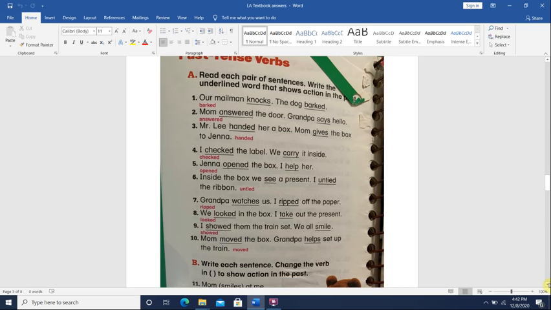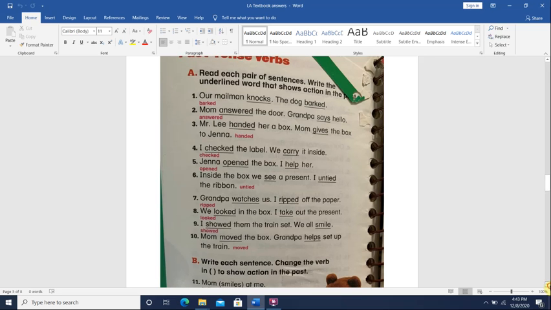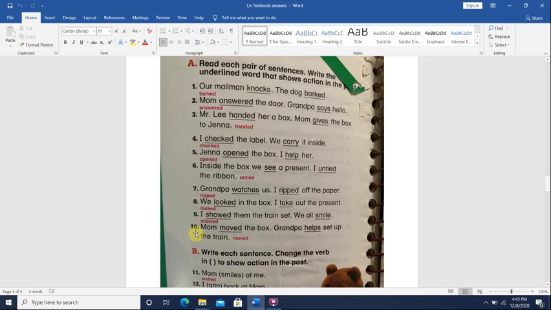So here we're going to read the sentences and we're going to change the verb in the bracket to the action in the past. Remember that sometimes we have verbs that end with consonants and we double the last letter and then we add the ed. And if we have a verb that ends with e, we take out the e and we add ed. Okay? Number 1, Mom smiles at me.